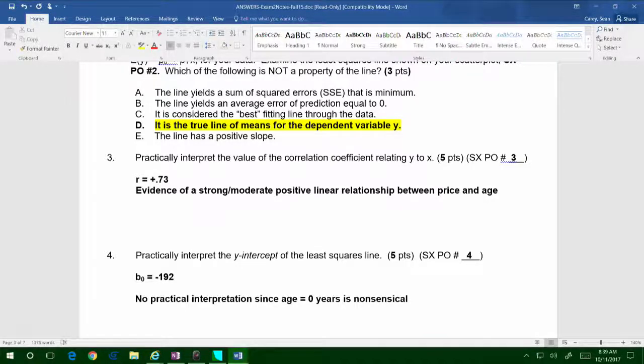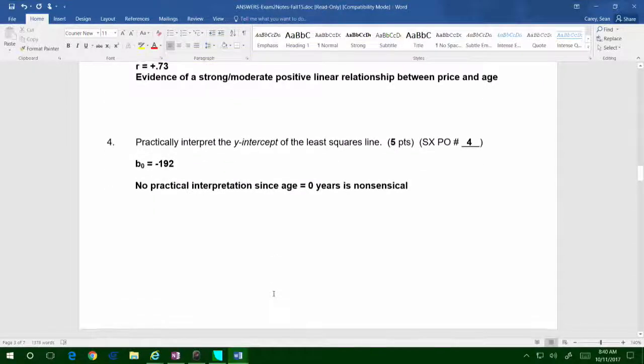And then I also put the variables in the words of the problem. So remember, all your interpretations are going to be practical, putting it in the words of the problem. So you look at your correlation coefficient and you then write out what your answer is. Number 4, practically interpret the y-intercept of the line.